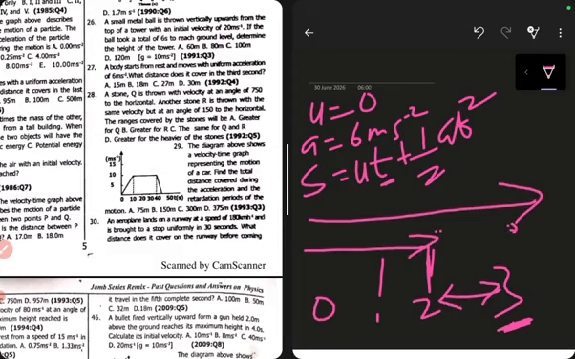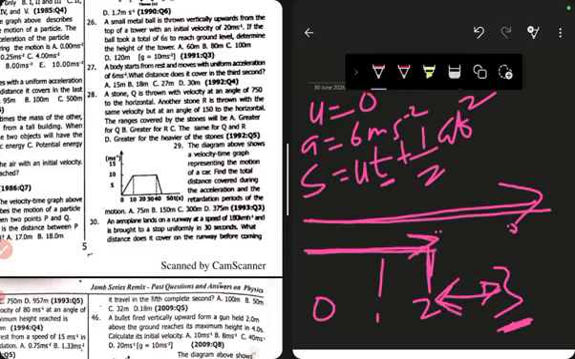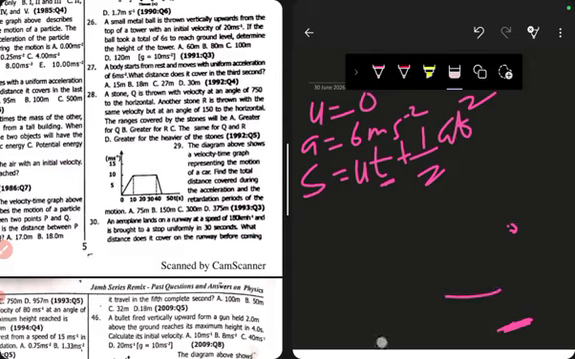Do you understand? Let me do that again. Distance covered in 3 seconds means from 0 to 3, so total time is 3. But distance covered in the third second means from 2, you just need 1 more second to enter 3. So you're looking for the distance covered in that extra 1 second. It's going to be distance covered in 3 seconds minus distance covered in 2 seconds.